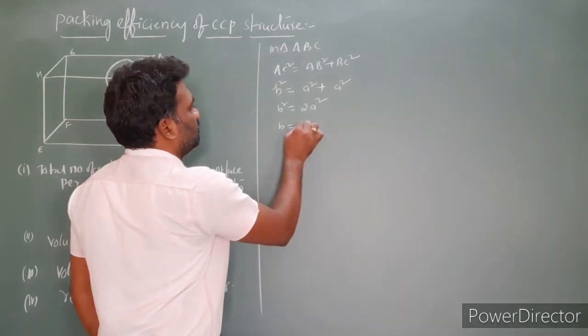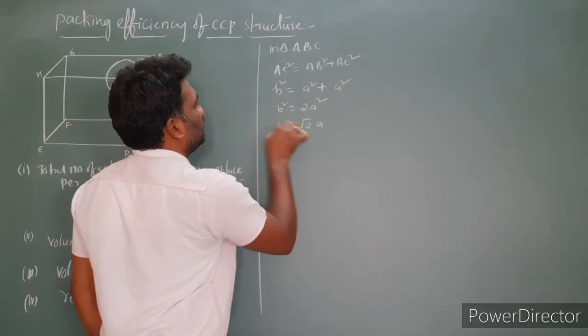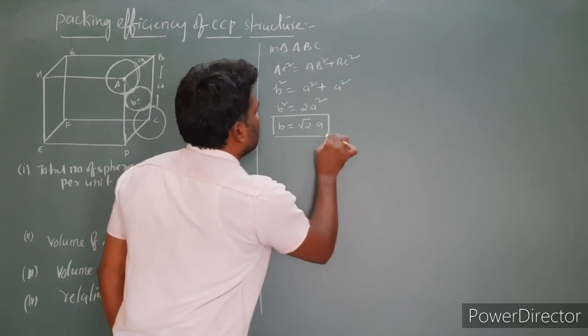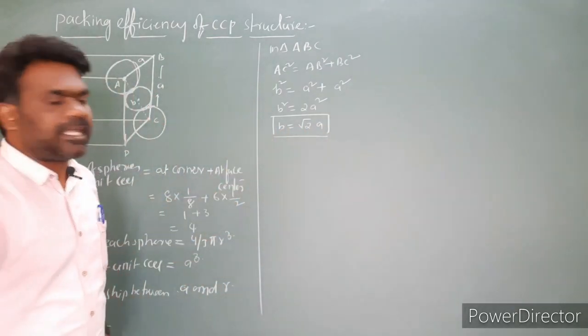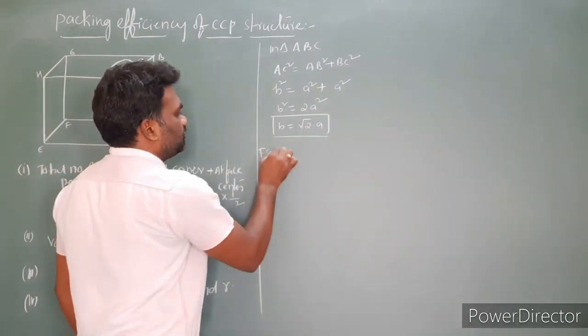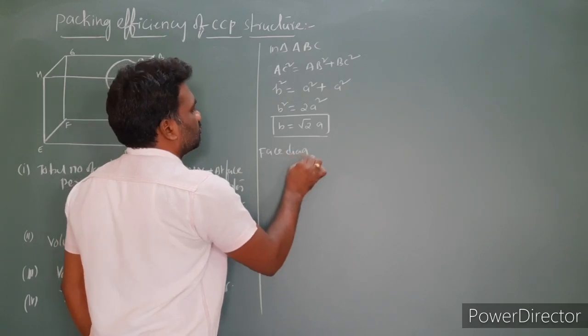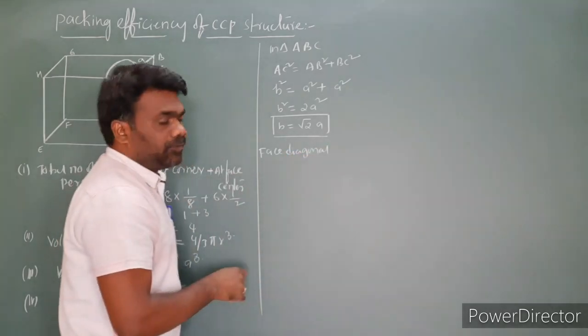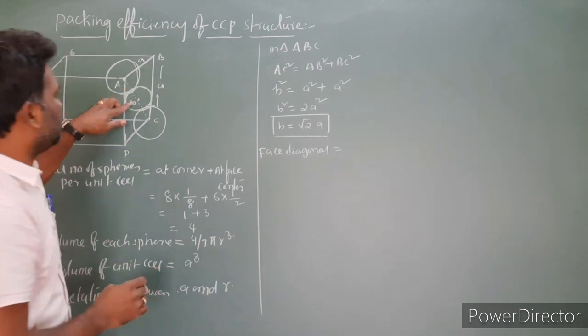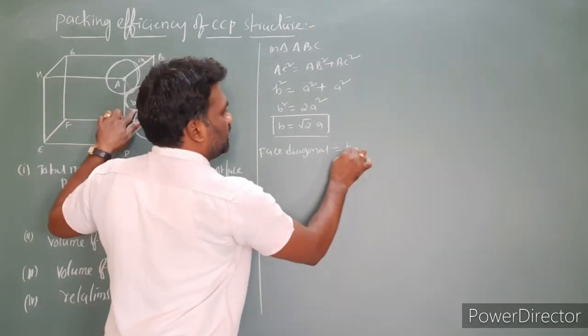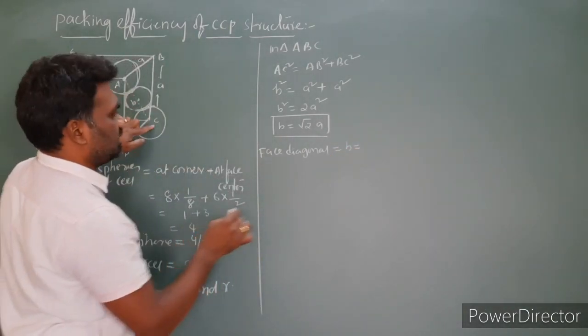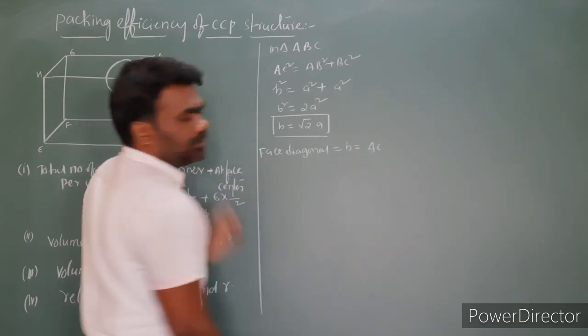Then B is equal to root 2A. So this root 2A is the face diagonal. So what is the face diagonal? B, which we have taken as AC. So B is equal to AC.